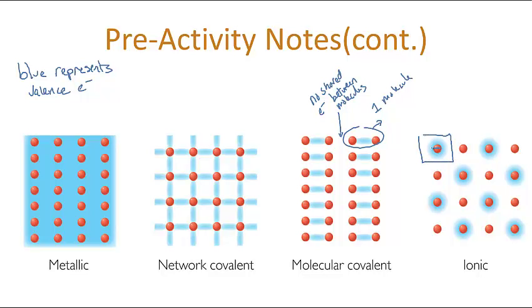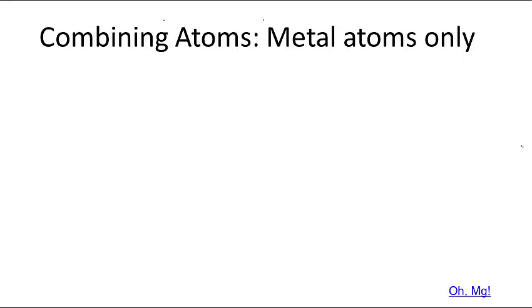So this is going to be negative. This is going to be positive. This is going to be negative. This is going to be positive, and so on and so on. And that's why they stick together. So let's look at each of the individual types.